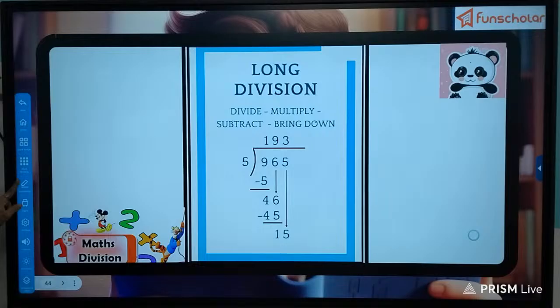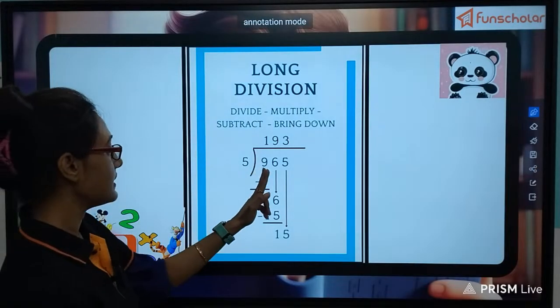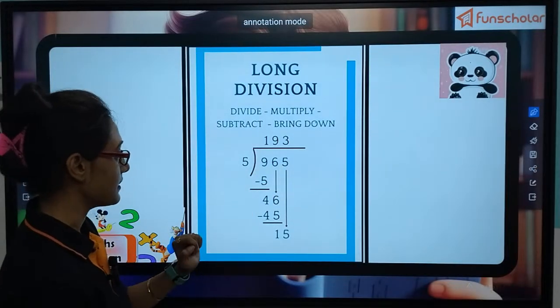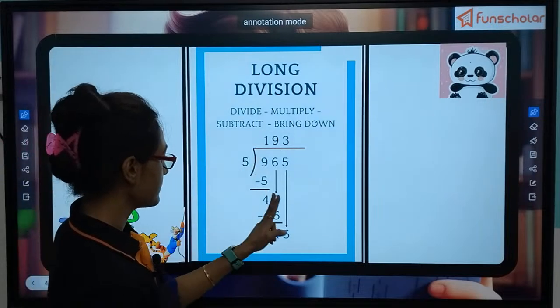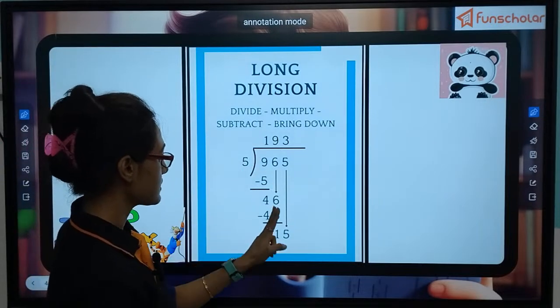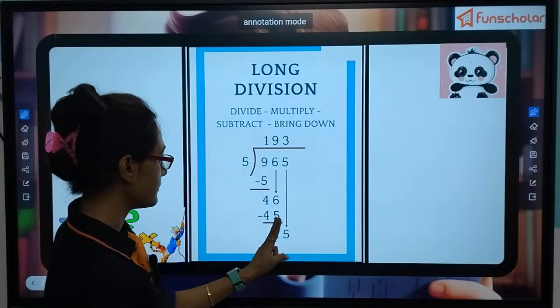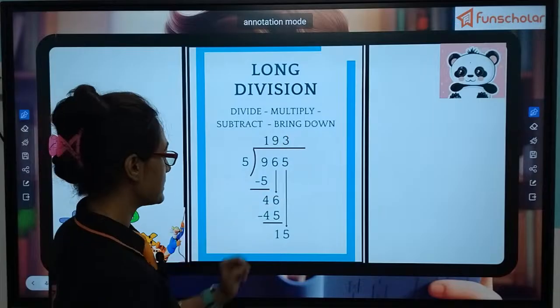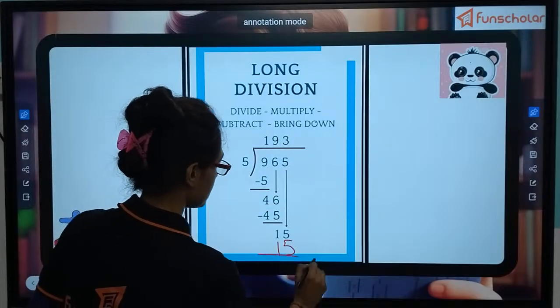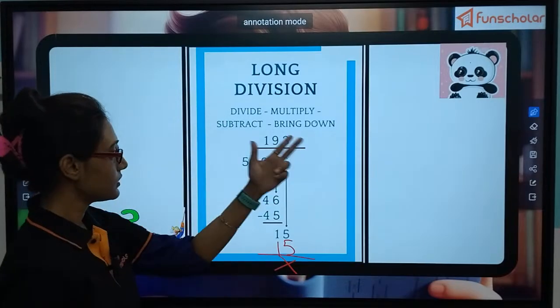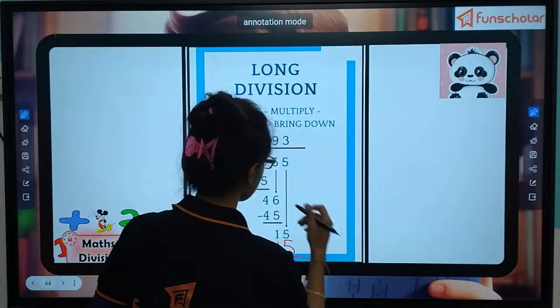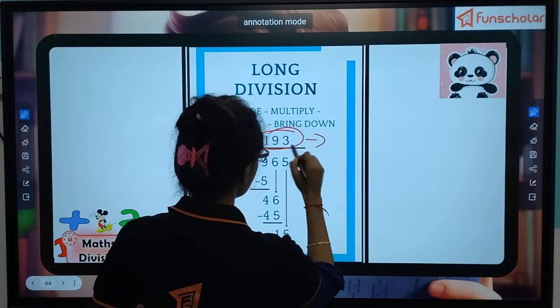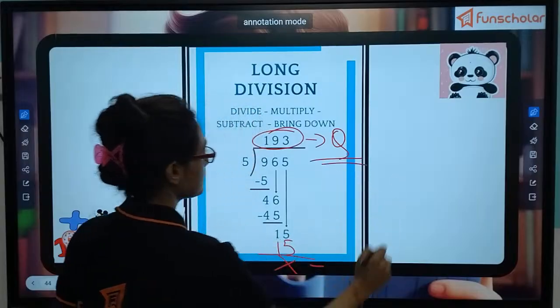Okay, again a number is given. 967 divided by 5. 5 1 is 5, carry 4. Next 6 will come, 5 9s are 45, again carry 1. Then 5 will come, 5 3s are 15. So the remainder is nothing, quotient is 193.